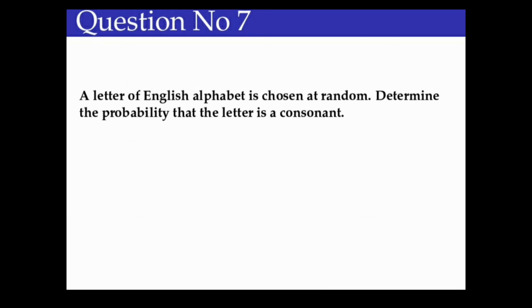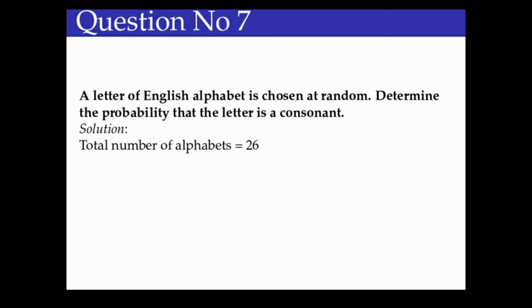Now this is problem number 7, which says that a letter of the English alphabet is chosen at random. So here the experiment is what? The letter of the English alphabet is chosen at random. That's the experiment. Now the number of total outcomes is just the number of letters in the English alphabet, which is 26, because the chosen letter could be any letter in the English alphabet.